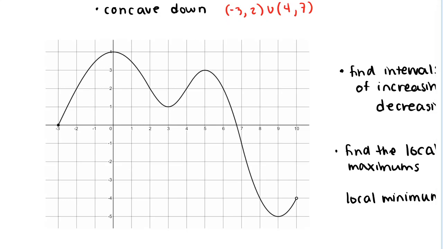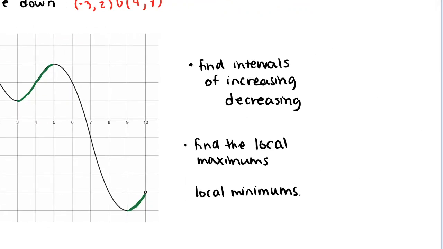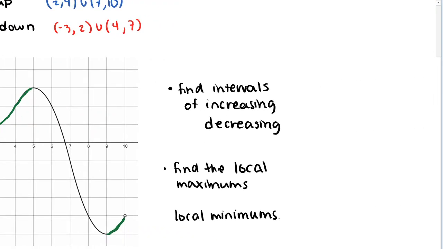So the graph is increasing along this portion here and along this portion here. And so I would say the intervals in which this function is increasing is from -3 to 0, 3 to 5, and then there's one portion that I guess I left out here from 9 to 10. So here it's increasing from, what was this? This was -3 to 0, union 3 to 5, union 9 to 10.